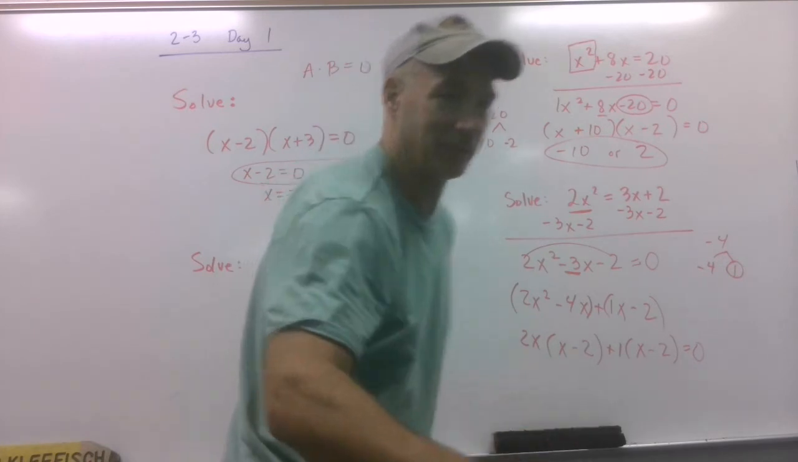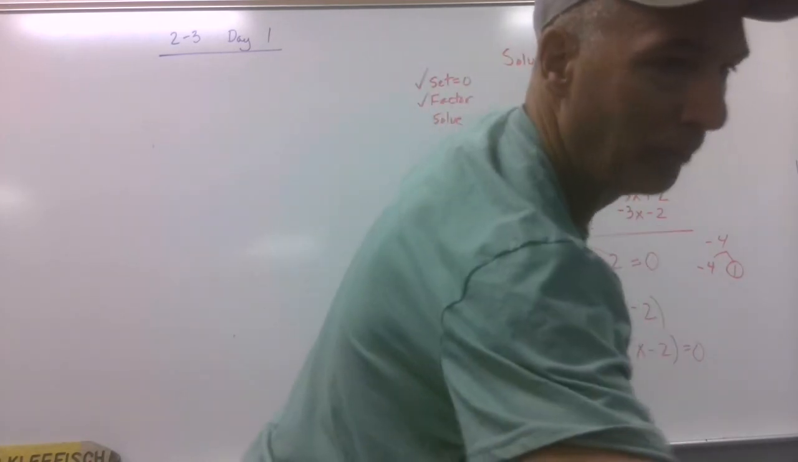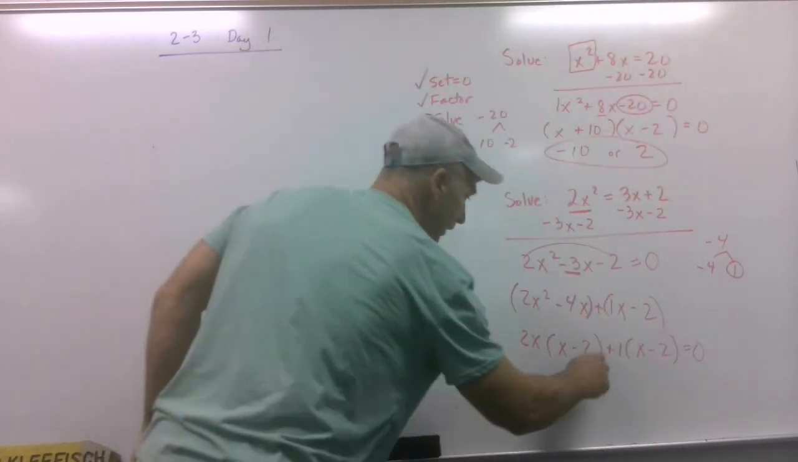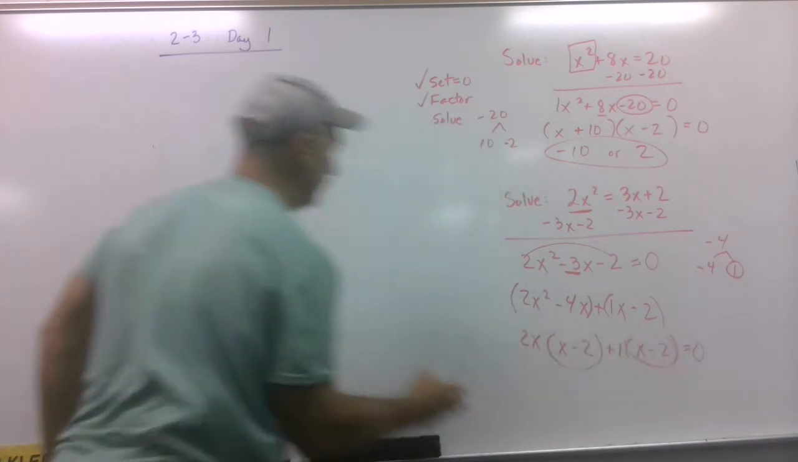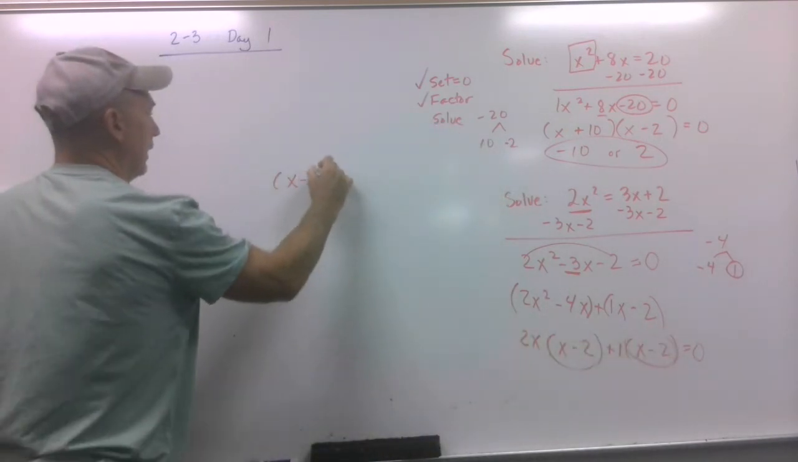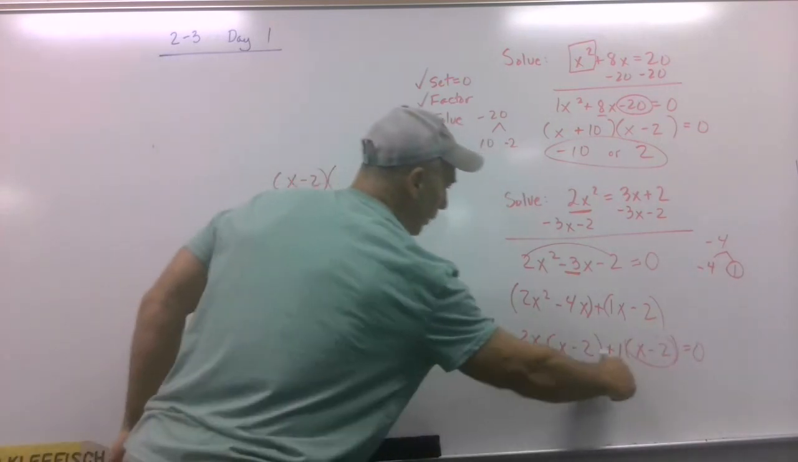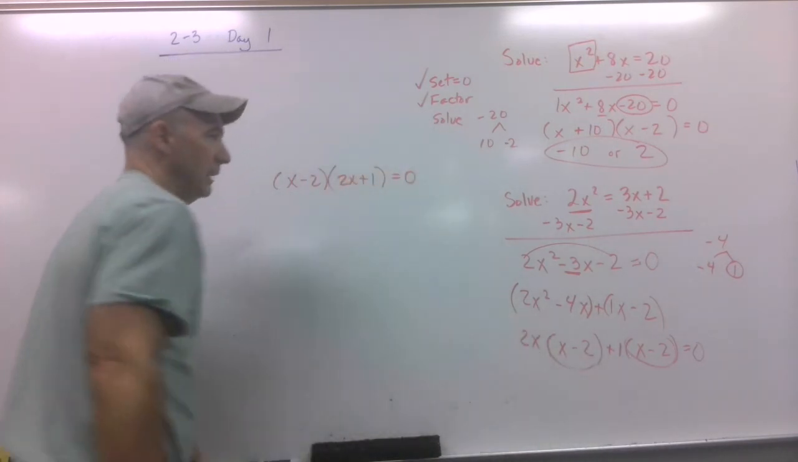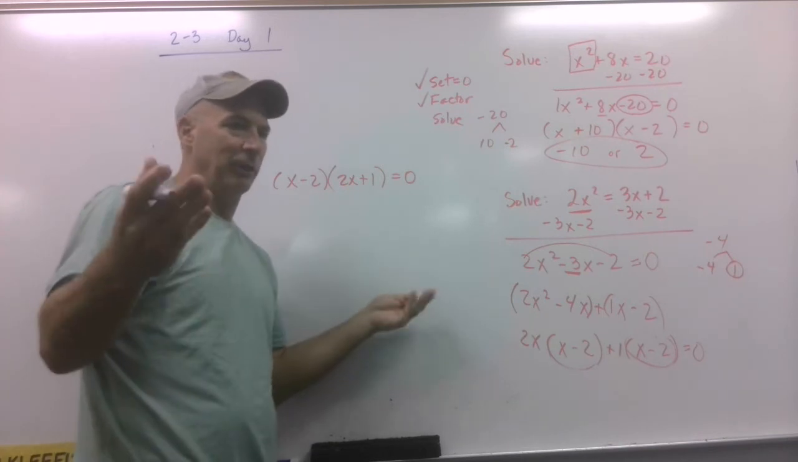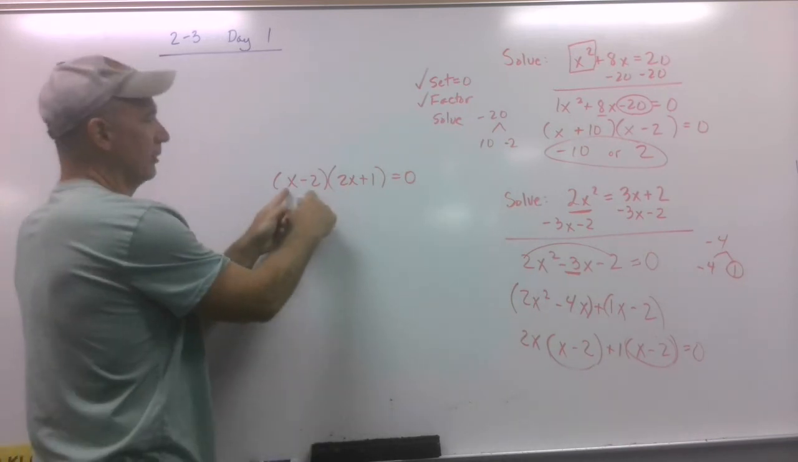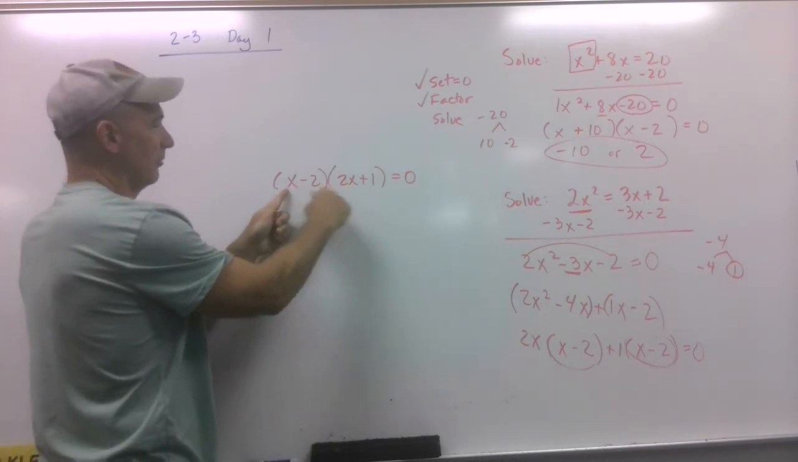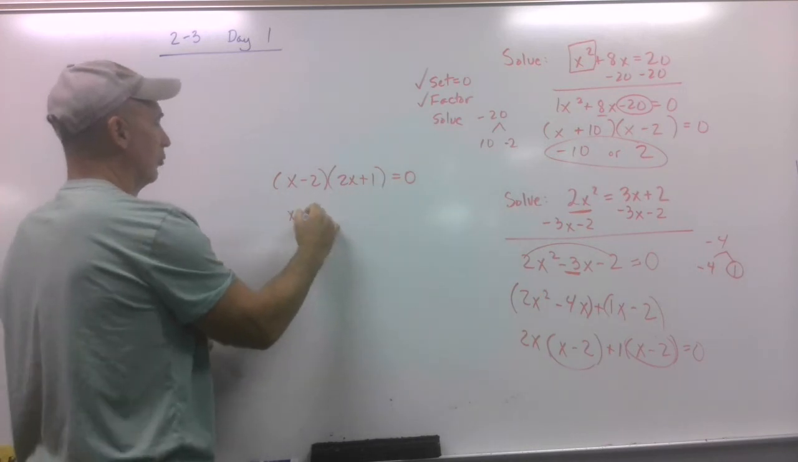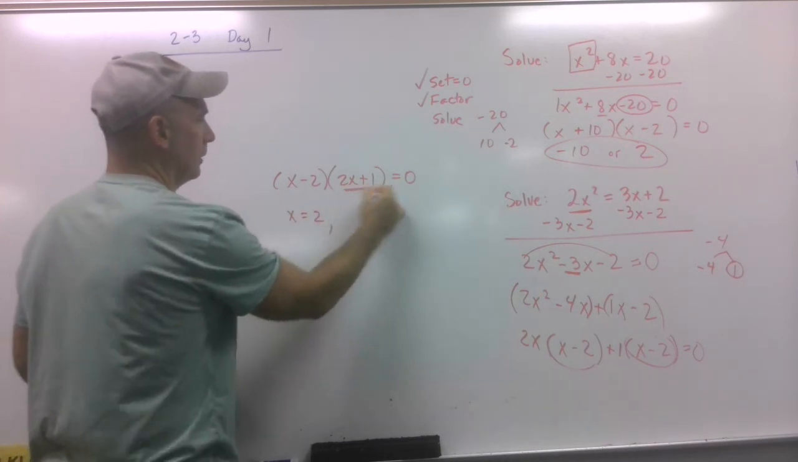Running out of space. Let me pause this. All right, almost done. Take this and this, take one of them. X minus 2, whatever's left, 2x plus 1 equals 0. Now earlier I said, yeah, you should be able to do all these in your head. I still think that's true for this. What minus 2 is 0? That's just 2.